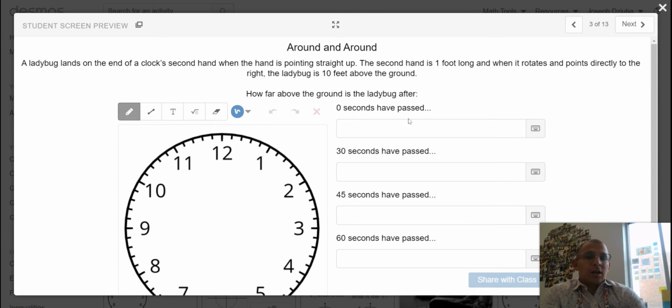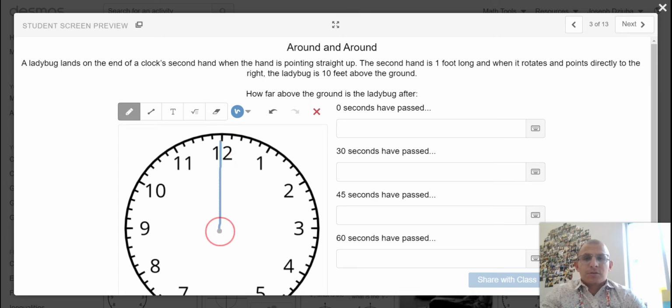So our first situation is we have a ladybug that lands on the end of a clock second hand when the hand is pointing straight up. I've given you the opportunity to draw a sketch so you could assist yourself with the visuals. The second hand is 1 foot long, so I know that this is going to be 1 foot long. And when it rotates, it points directly to the right. The ladybug is 10 feet above the ground.